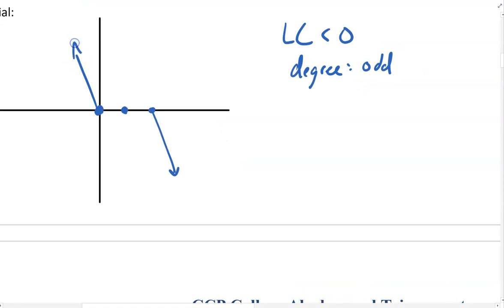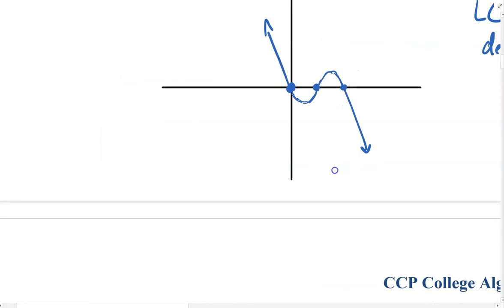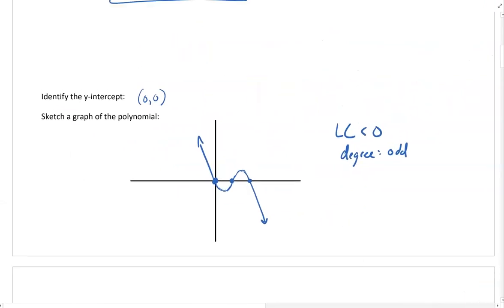So this tail is going to be pointing up, and in order for us to have a smooth and continuous line to connect those, we'd have to sketch the rest of our graph that looks something like this. And I think that would be a pretty good solution for number 1.